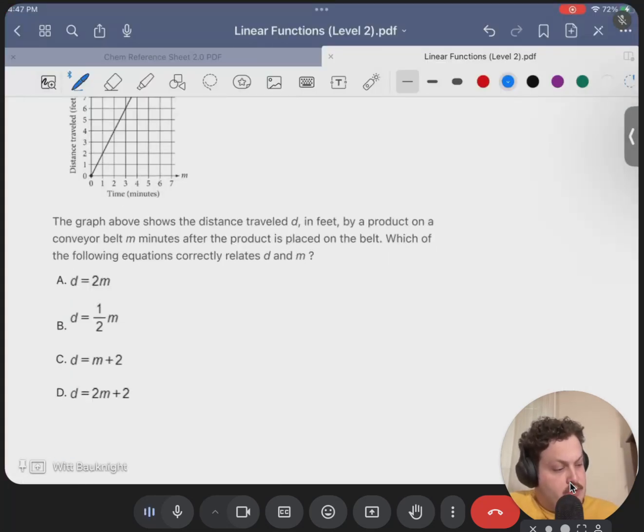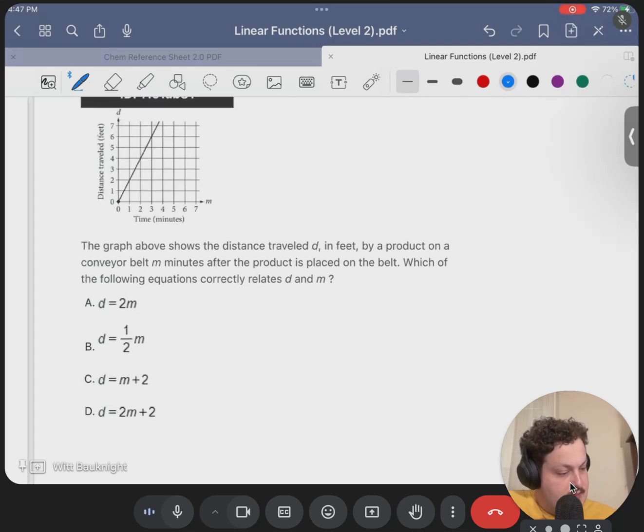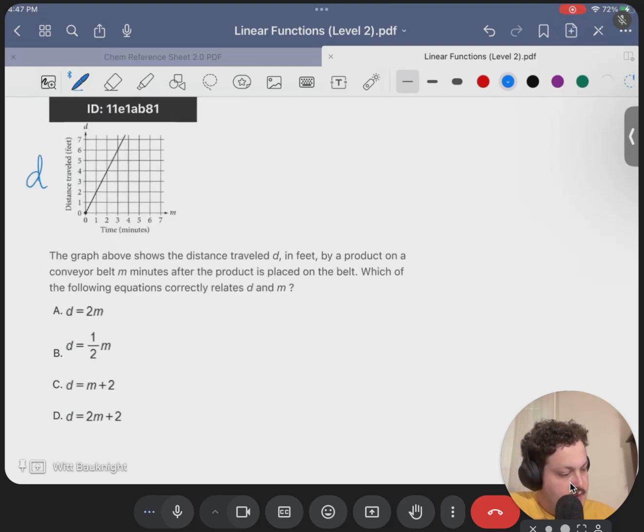The graph above shows the distance traveled d in feet by a product on a conveyor belt m minutes after the product is placed on the belt. Which of the following equations correctly demonstrates it? All right. Y-intercept is 0. And the slope is positive 2. Yeah.